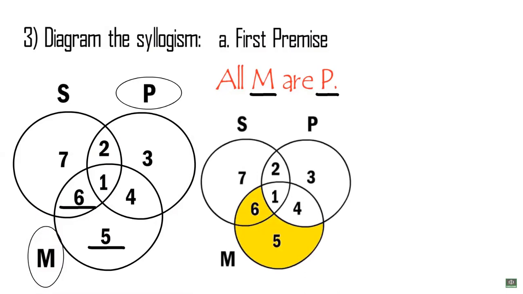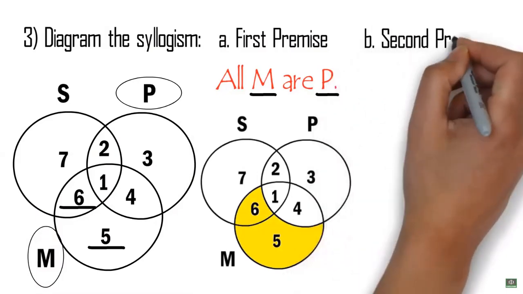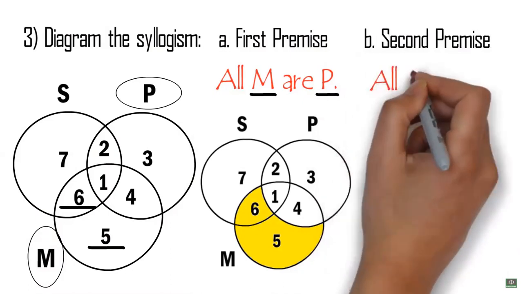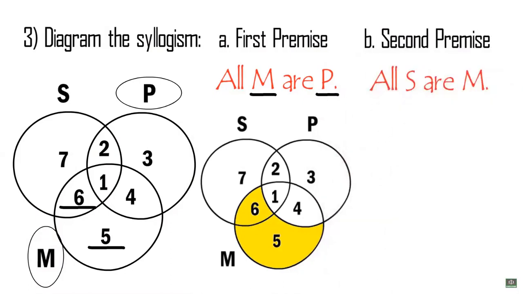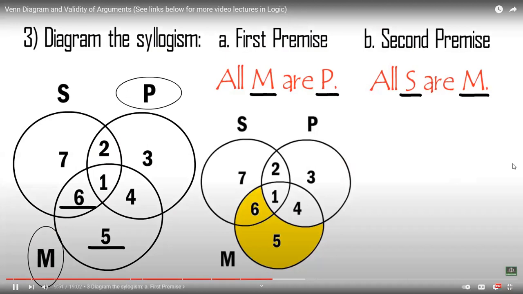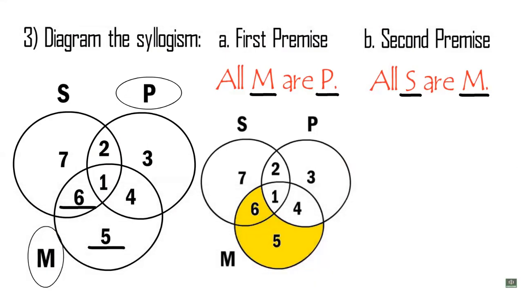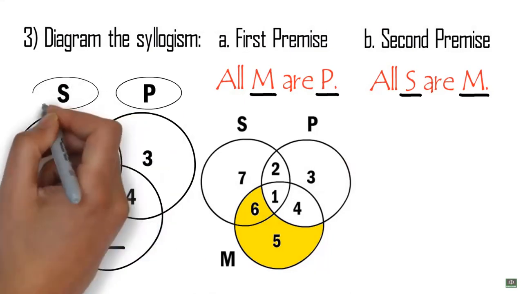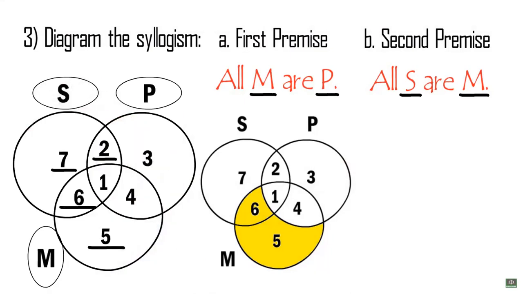After we diagram the first premise, let us proceed to diagram the second premise, which reads, all S are M. This time, the premise talks about S and M only, so we will imagine that the circle for P does not exist. Since the premise says all S are M, that is, all members of S are members of M, we will shade areas 7 and 2 to show that indeed all members of S, which is area 1, are part of M. Now the diagram looks like this.